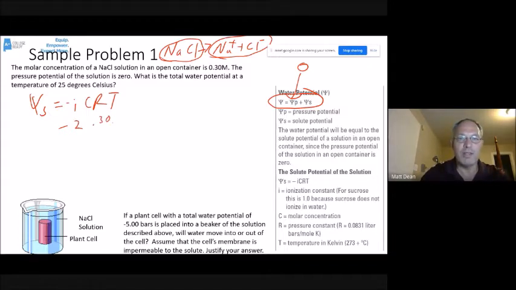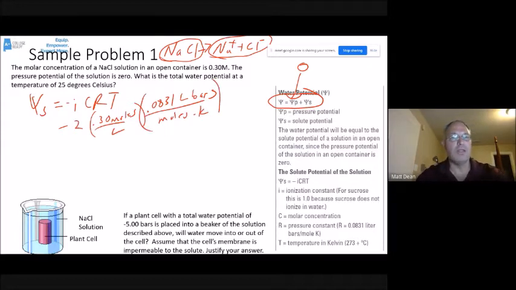It's important to remember that molarity stands for moles per liter. I'm going to write it that way to show you how the units cancel out. R is 0.0831, and that's liters times bars over moles times kelvins. Then the temperature is given to us as 25 degrees Celsius, so we need to add 273 to that. That'll give us 298 degrees Kelvin.